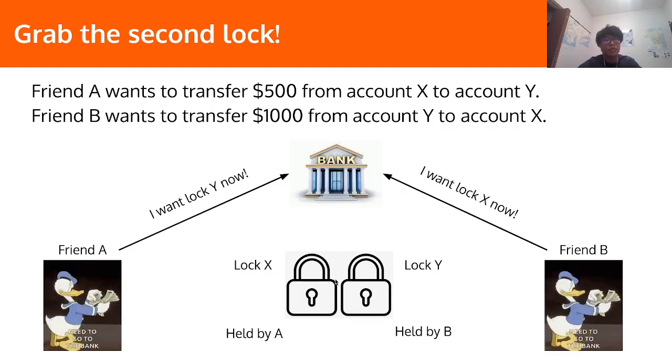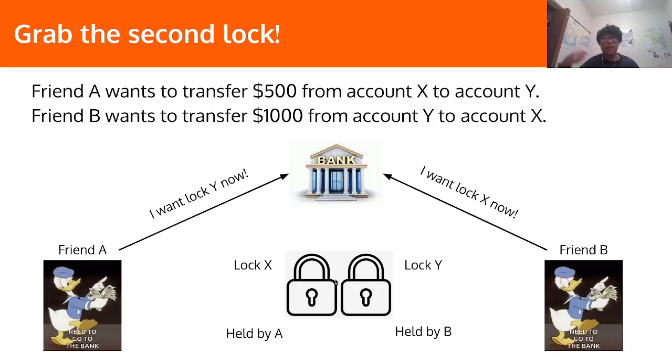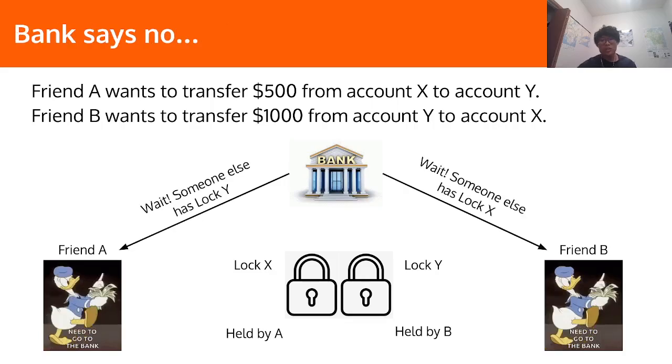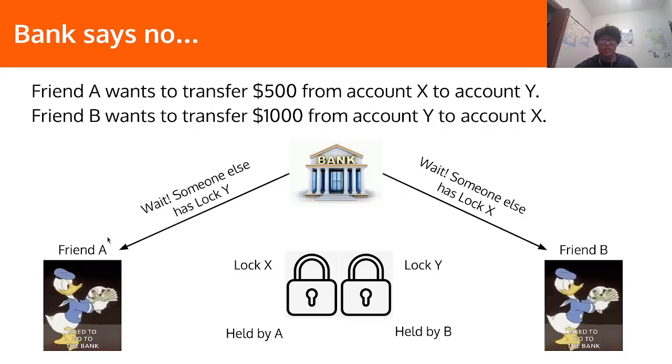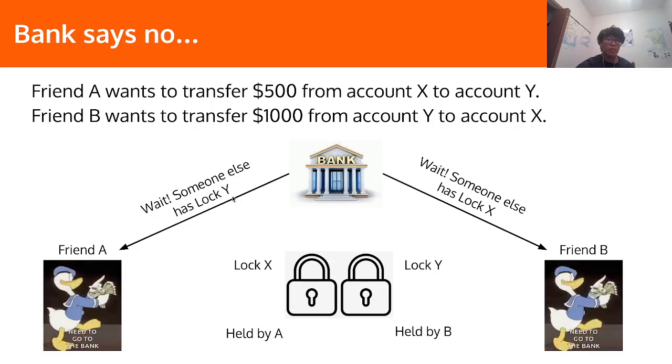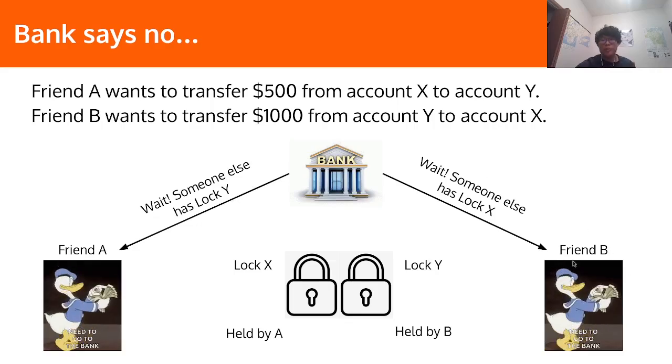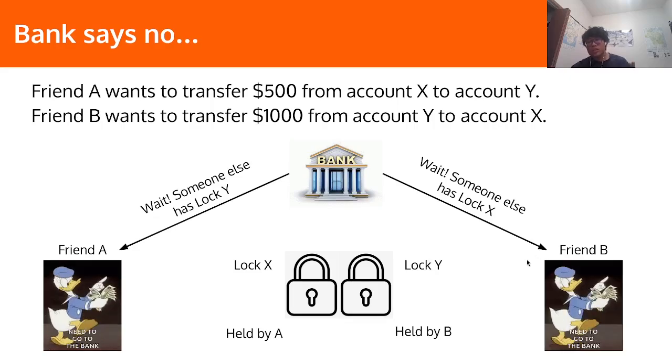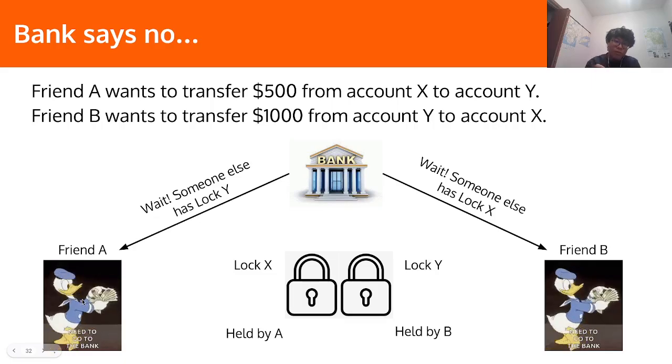Now remember we talked about locking, which means that it's exclusive, right? So when someone has it, the other person cannot have it until the person is done. So the bank would actually tell them, okay, your request is rejected, right? You have to wait because someone else has log Y. You have to wait till whoever releases log Y before you can grab the log. And friend B, same thing, the bank will say, okay, someone else has log X, so you can't do anything until someone else releases log X. So again, we have the rule that we need to acquire both logs before we can start the transaction.